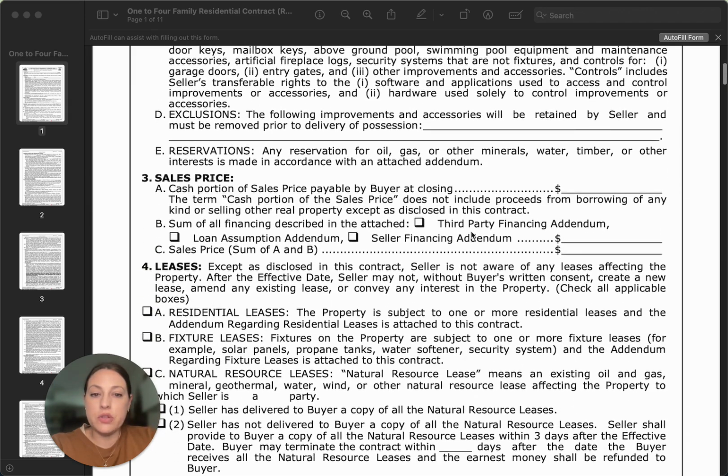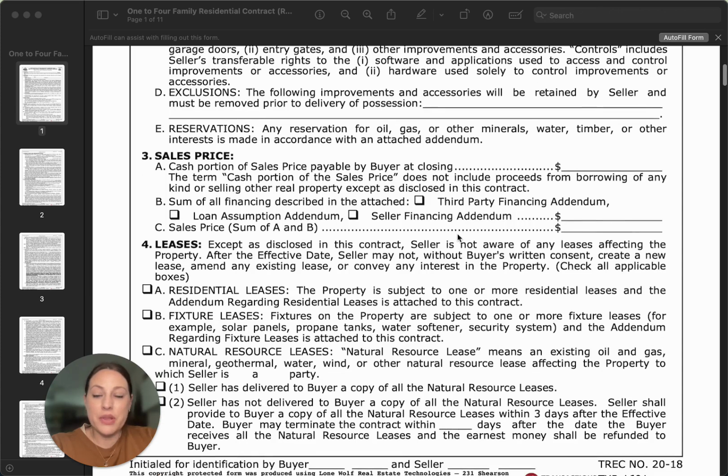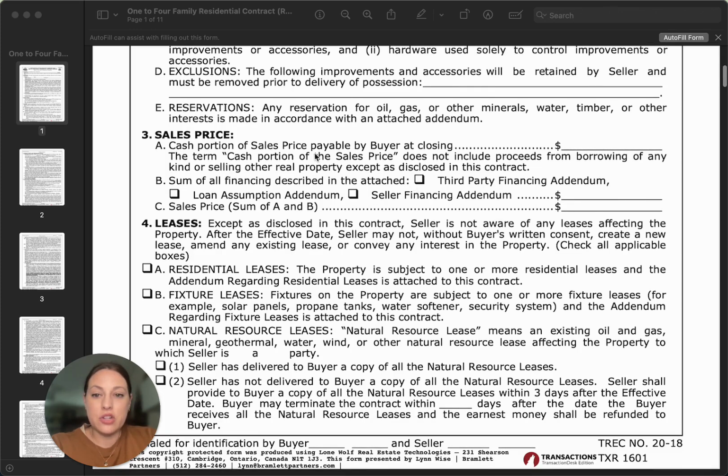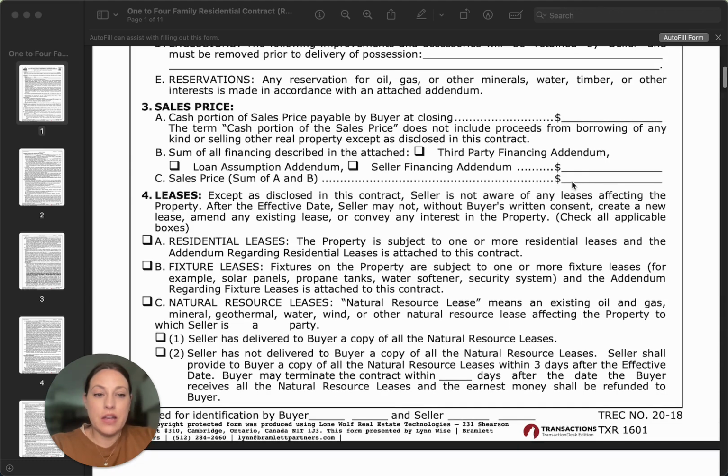We'll go down to the sales price. This is what most people are thinking about when they are looking at offers, but there are other things to consider, as you'll see in the rest of the contract. Here at the top is the cash that the buyer will be bringing to the table. That could be the full purchase amount, or if they're financing, it'll be their down payment. Here in section 3B, if they're financing, one of these boxes will be checked, and the amount that's being financed goes here in this section. And then at the end, we've got the full sales price.